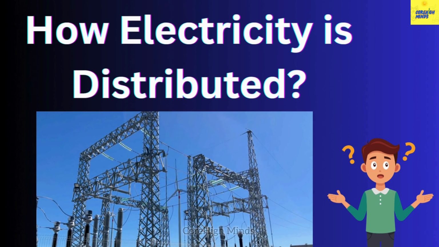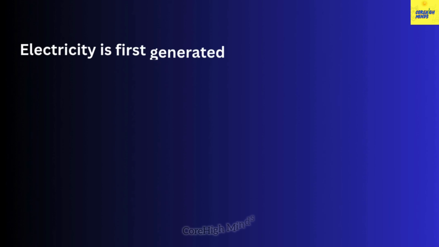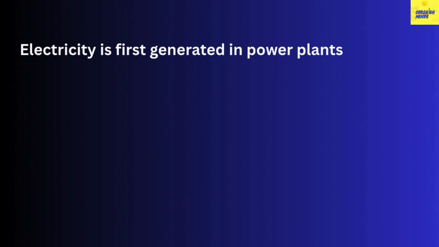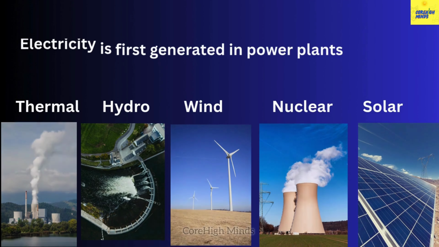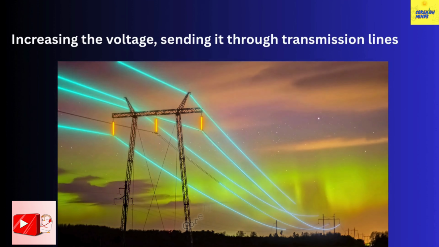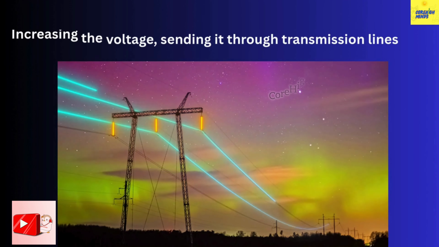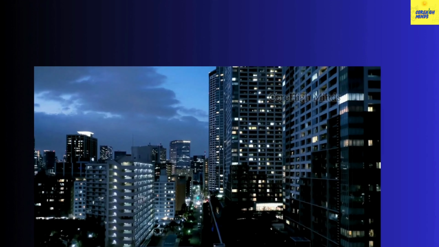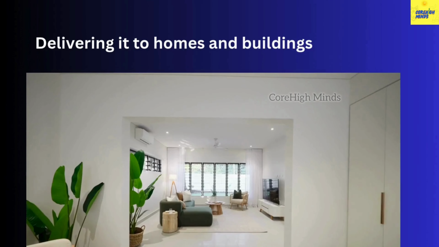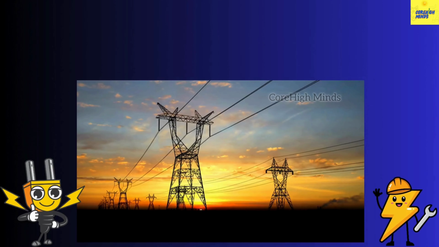How is electricity distributed? Electricity is first generated in power plants like thermal, hydro, wind, nuclear, and solar stations, by first increasing the voltage, sending it through transmission lines, and reducing the voltage at substations, and then, finally delivering it to homes and buildings.